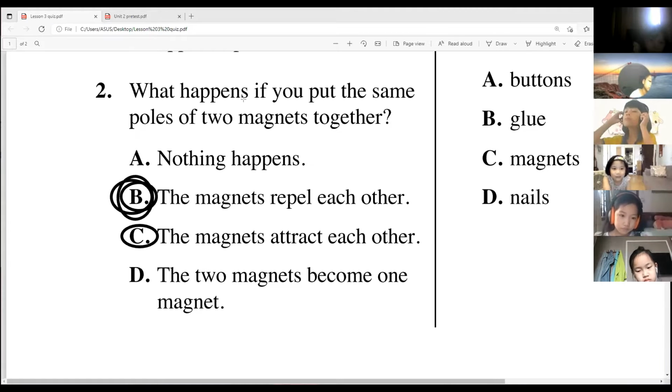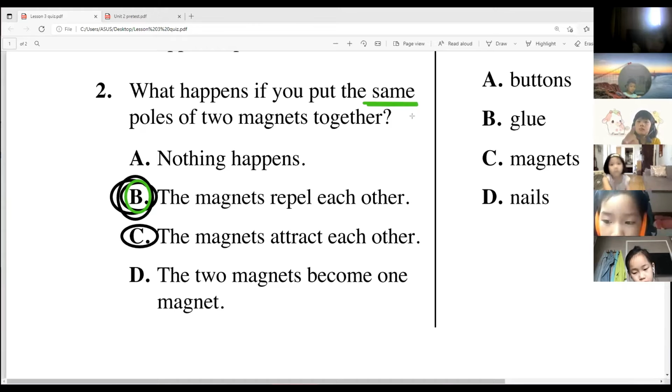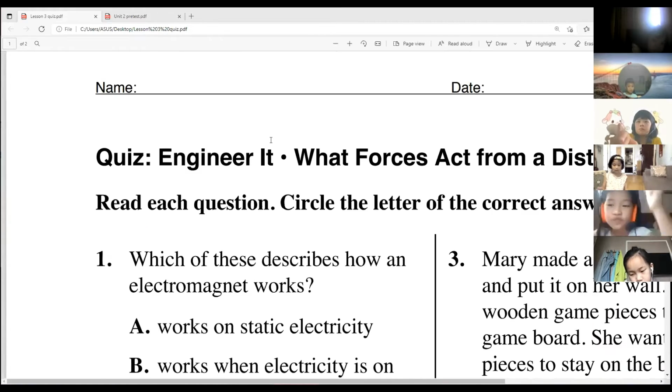This one is correct. Answer B is correct. And Moon, why is C not correct? When do magnets attract each other? When the poles are what? When the poles are opposite. Opposite. Very good. And these ones are the same, not opposite. So B is correct. If you answered B on the quiz, you got it correct.